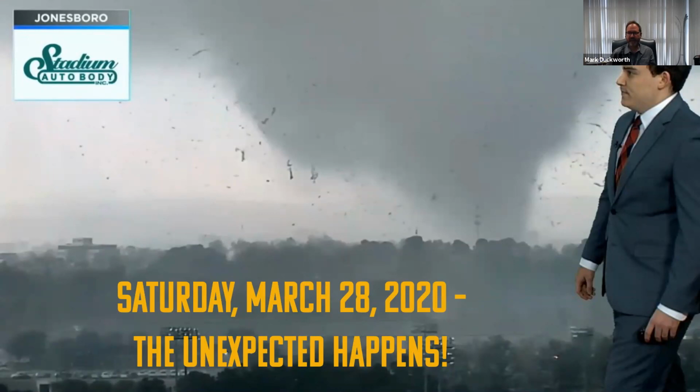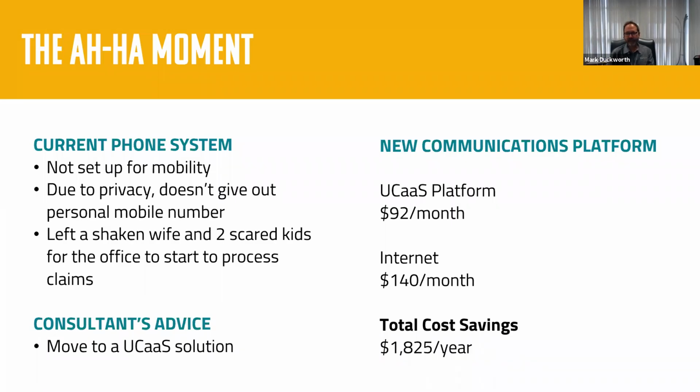The service provider hadn't been proactive with him, but out of the blue, in the middle of COVID, on March 28th, a major tornado hit Jonesboro, and his world changed overnight. So let's fast forward to that aha moment again. All your customers are going to be having them, whether you're reaching out proactively or someone else is calling your customer base proactively and offering this.